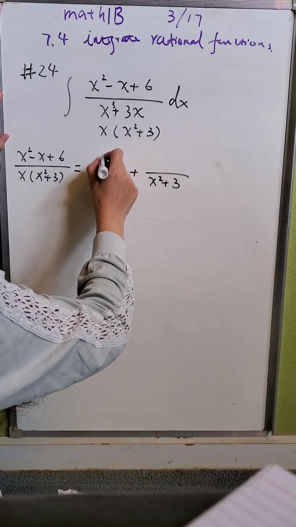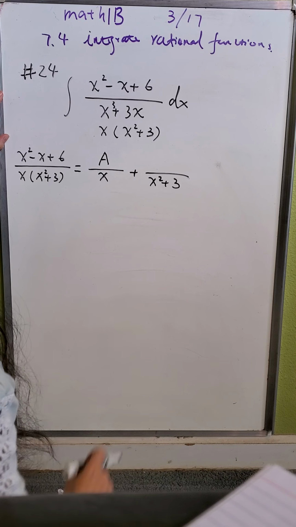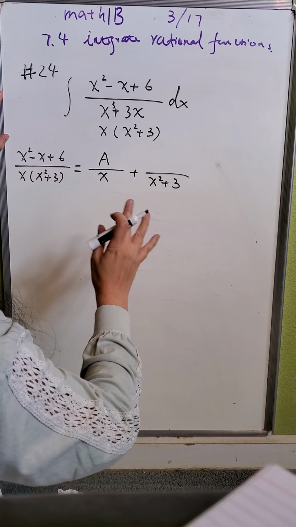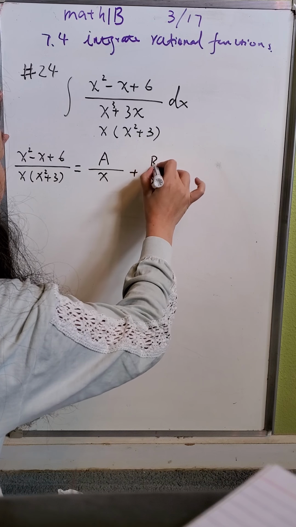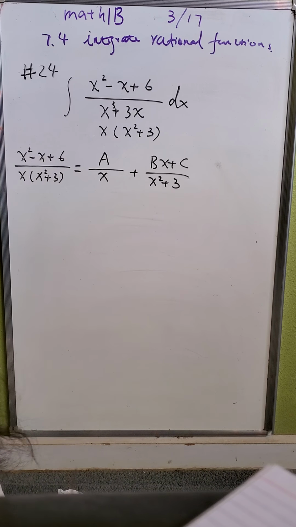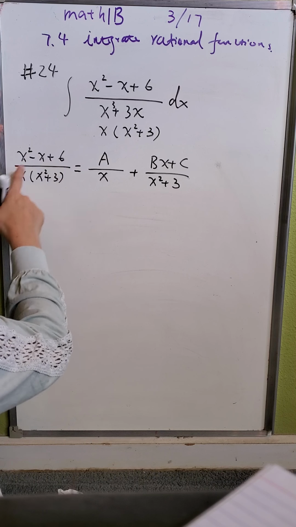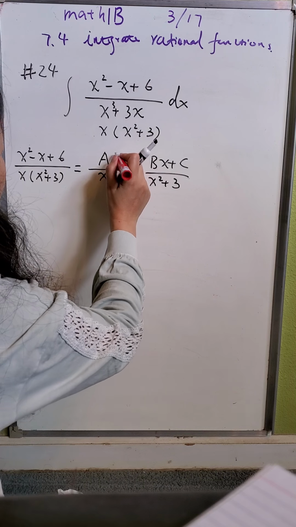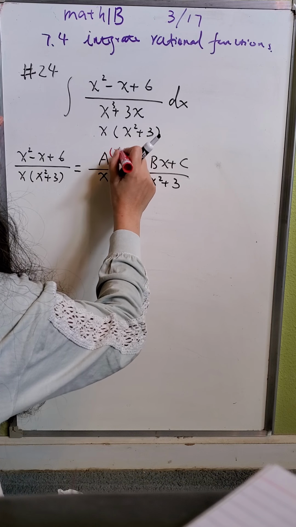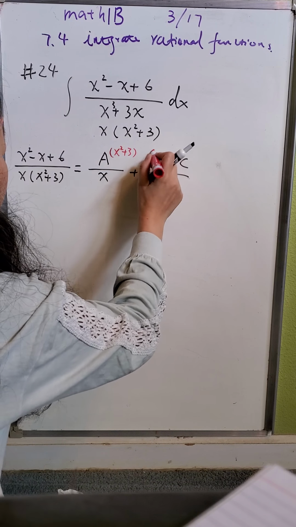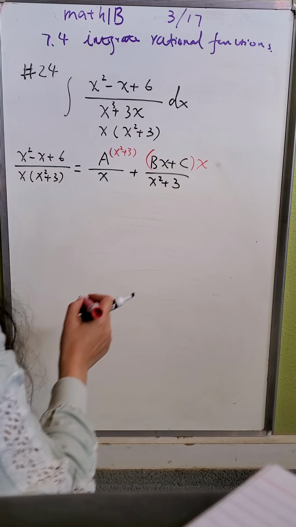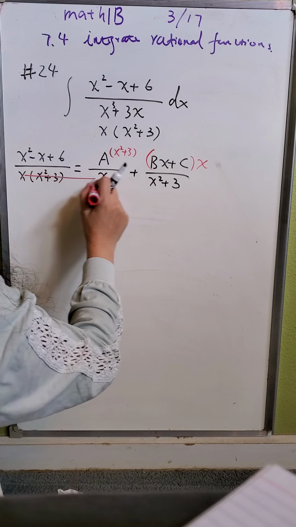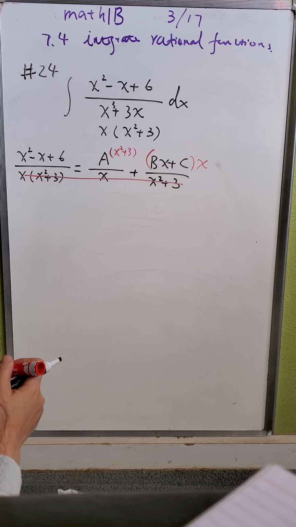And this is degree 1, so just put a constant on the top. This is degree 2, so we put a linear degree 1 on the top, so bx plus c. And your LCD is just this. So if you want to go quick, you just multiply this one by x squared plus 3, and this one by x. And these all white out. You don't need to worry about it anymore.